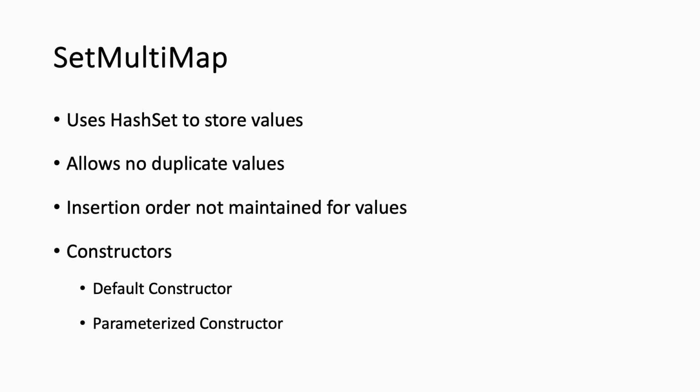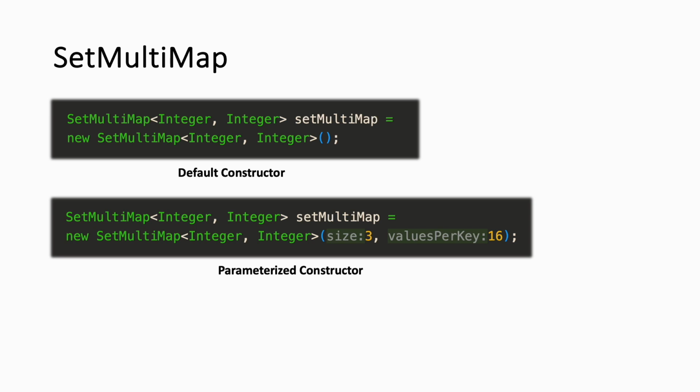Again, the SetMultiMap provides us with two kinds of constructors, the default constructor and the parameterized constructor. As shown in the diagram below, the default constructor is an easy way to create an instance of the SetMultiMap. On the other hand, the parameterized constructor can be used to specify the size of the multimap and the values which should be stored against a given key.